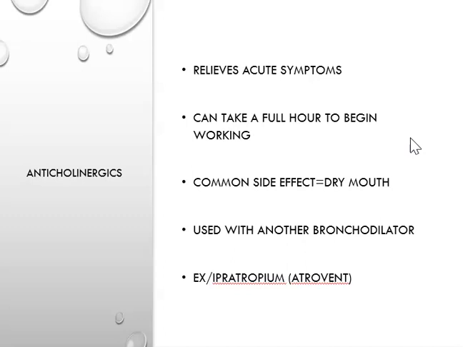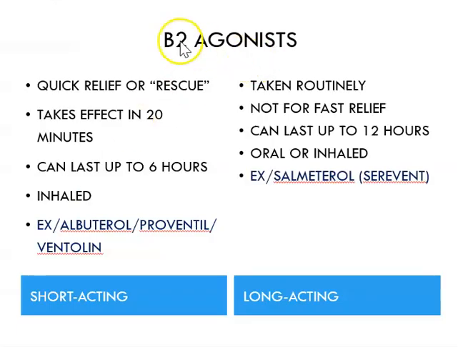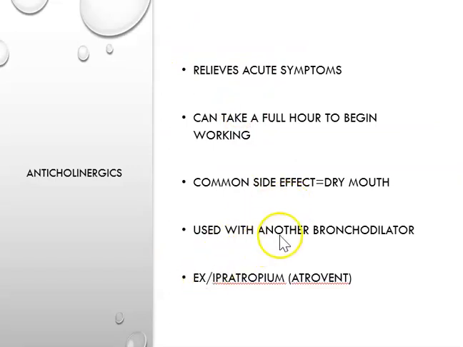And then prescription anticholinergics and short-term beta-2 agonists, there's going to be a combination of drugs that combine those two. The generic name for that's going to be albuterol Combivent, or DuoNeb. Those last two that I mentioned are a combination of your anticholinergic with a beta-2 agonist. So they're going to have both of those together.